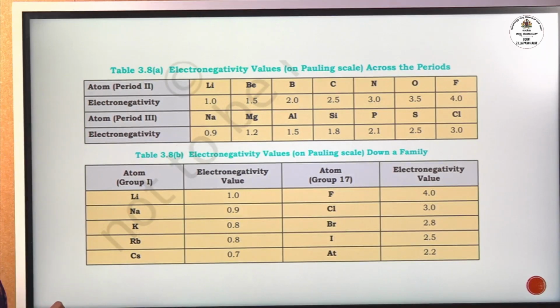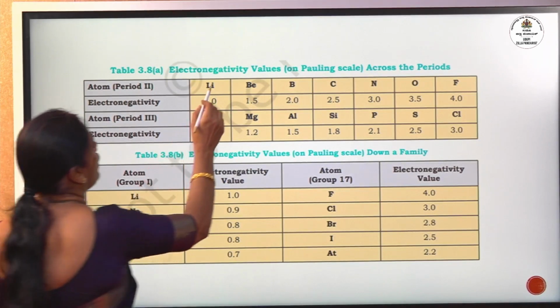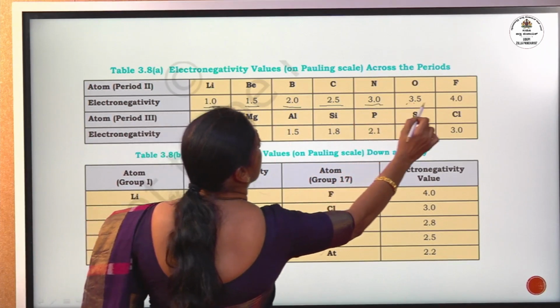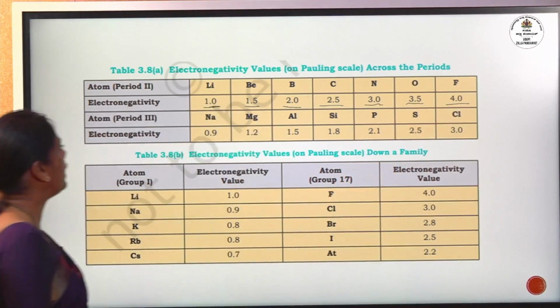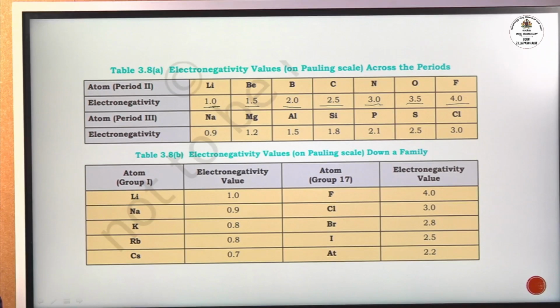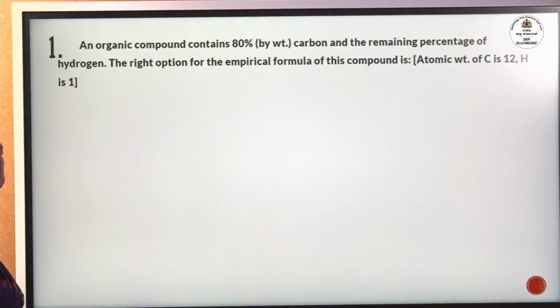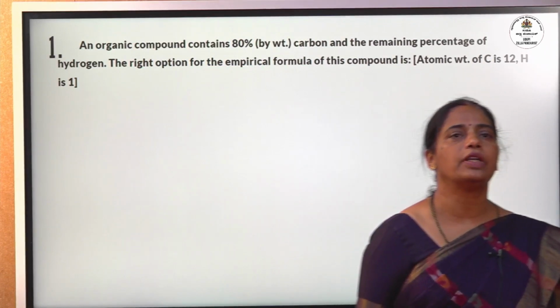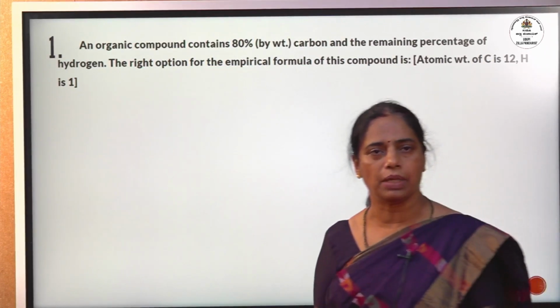Now electronegativity values based on the Pauling scale across the period. For lithium it is 1, then 0.5 increases as you go from left to right. So that is the value of electronegativity based on the Pauling scale. Similarly, this is for first group elements. Next, we will move on to the question part. We will discuss some of the questions from previous year question papers.